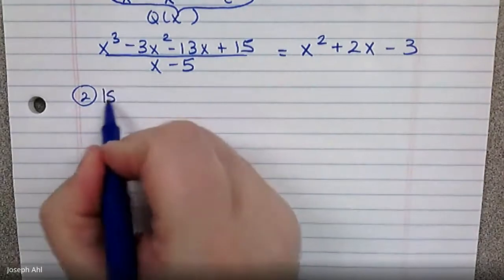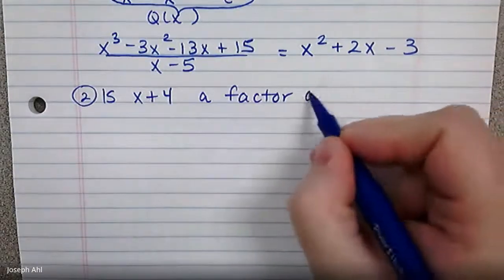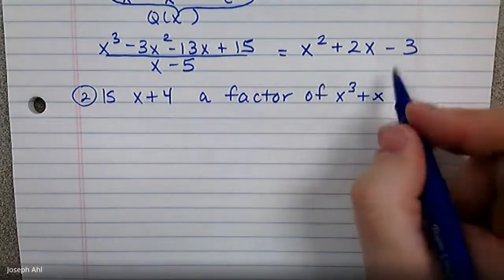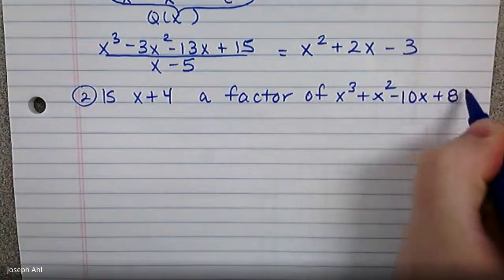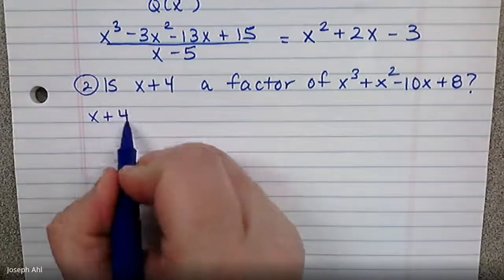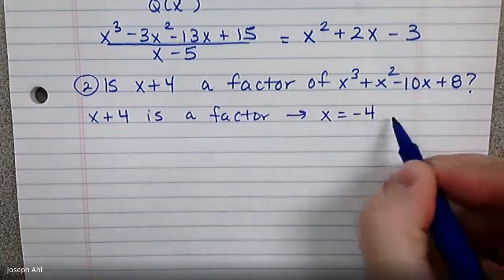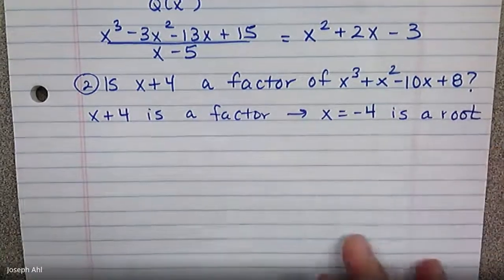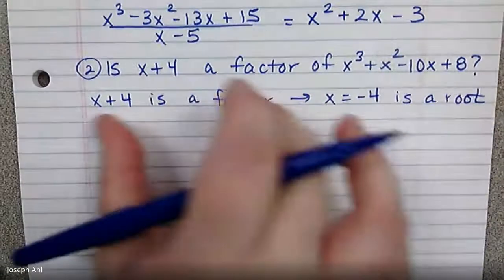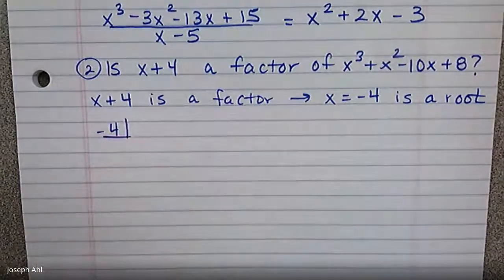Let's do one more. Is x plus 4 a factor of x cubed plus x squared minus 10x plus 8? So remember that when we go to set up synthetic division, if x plus 4 is a factor, that implies that x equals -4 is a root. And you don't have to formally write that statement out for me every single time, but just to get ourselves started, -4 therefore is the number that goes in your box as kind of the root that we're testing within synthetic division.